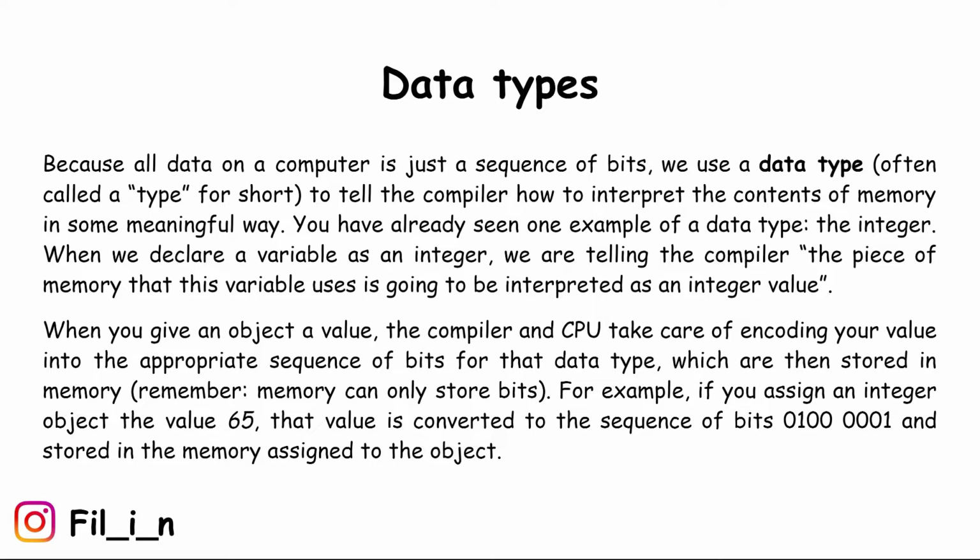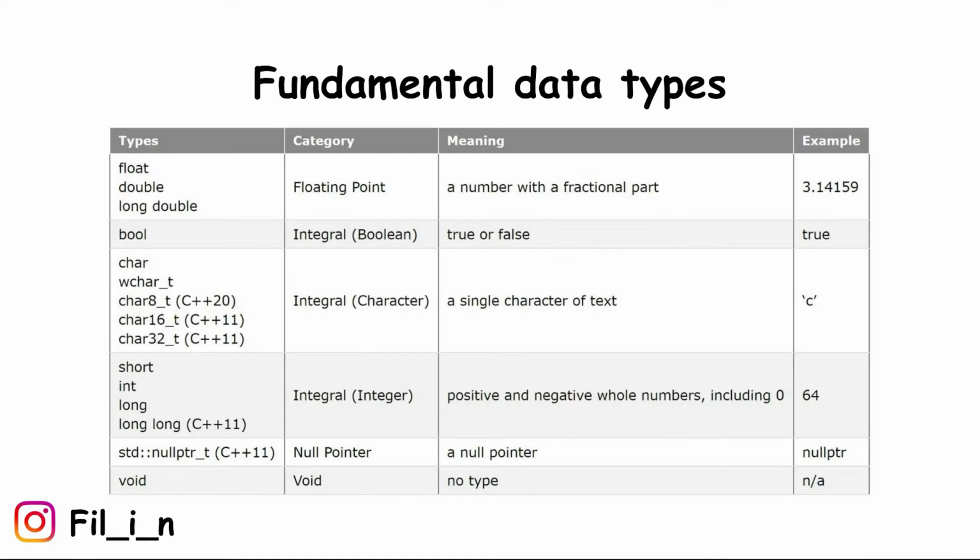When you give an object a value, the compiler and computer take care of encoding your value into the appropriate sequence of bits for that data type, which are then stored in memory. Remember, memory can only store bits. For example, if you assign an integer object the value 65, that value is converted to the sequence of bits 01000001 and stored in the memory assigned to the object.